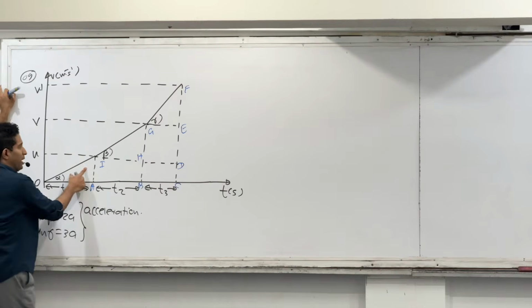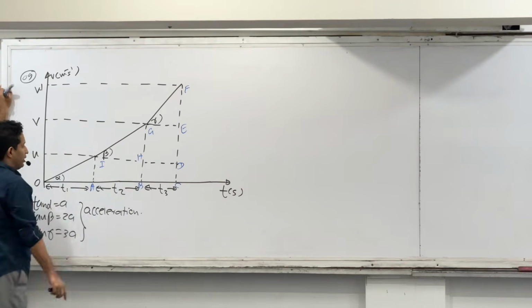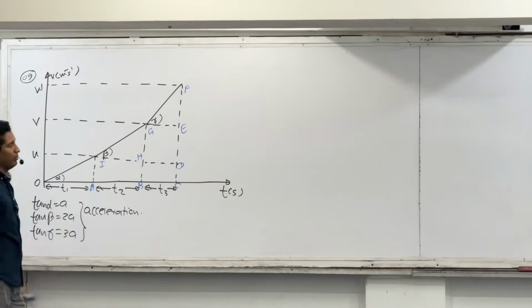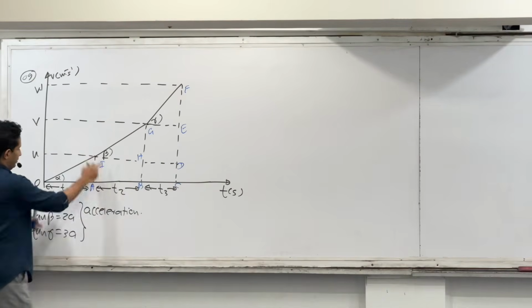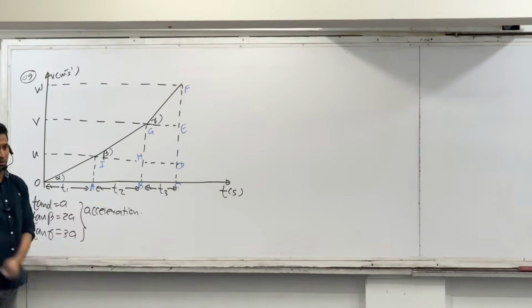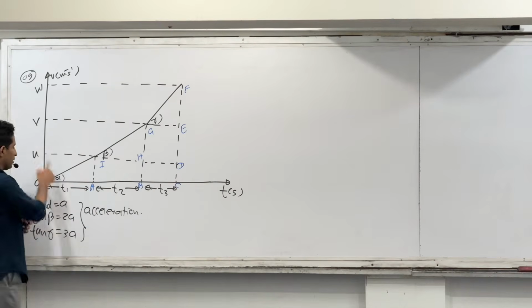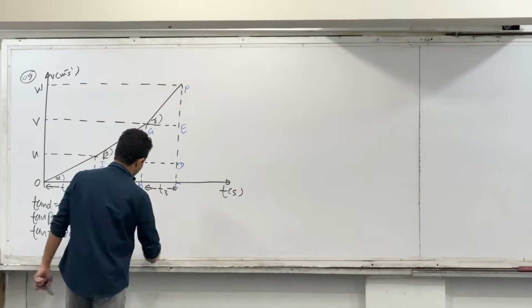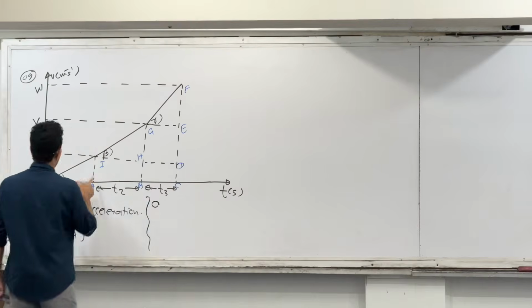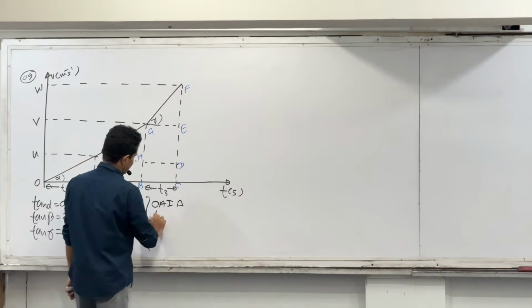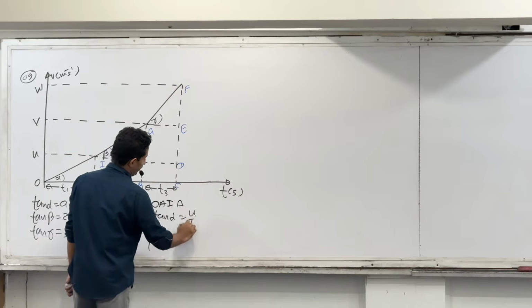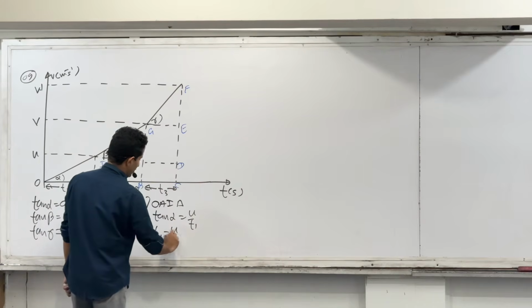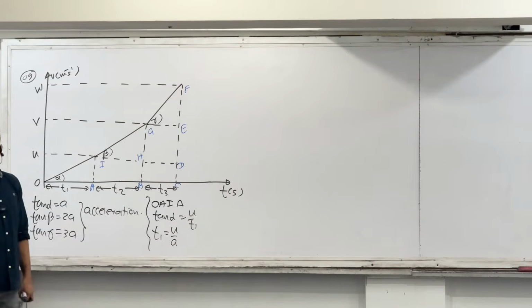Now this area should be L, 2L and 3L. Now we need to find T1, T2, T3 and the final velocity W. Right? I will start from this one. Take it directly from here. You can write from OAI triangle, but that's not necessary. Directly U equals T1 tan alpha. Let's write it anyway. OAI triangle, tan alpha equals U over T1, then T1 equals U over a.